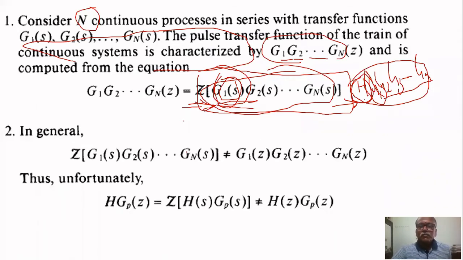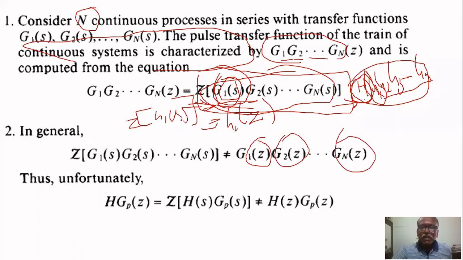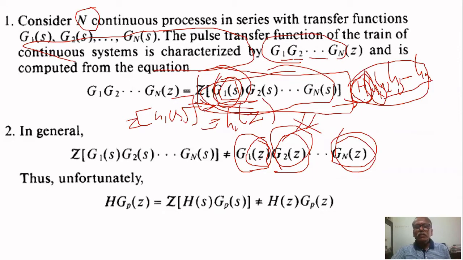But if you find Z transform of G1 of s, you get G1 of z. Like that, if you find for every function, you will get separately all G of z. If you multiply all these together, this is not equal to the above one, because each one is separately found in discrete time. The meaning is, if you multiply this way, each one is permitting discrete input and it gives discrete output. Each function takes discrete input and gives discrete output. That is the meaning. But it's not possible if it is a continuous time system. That's why these two are not equal.